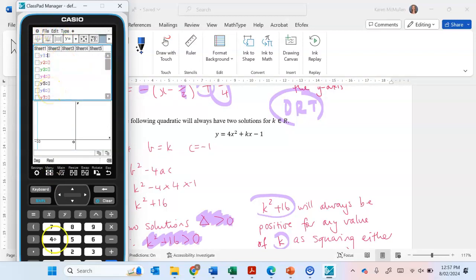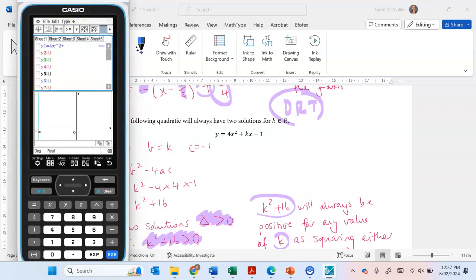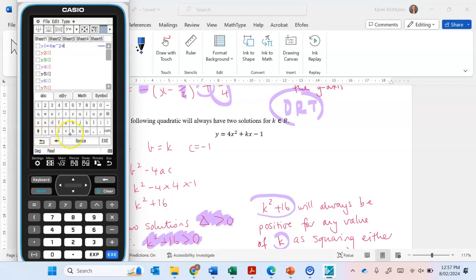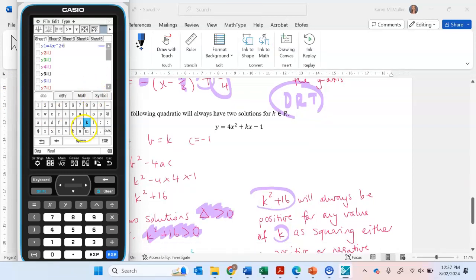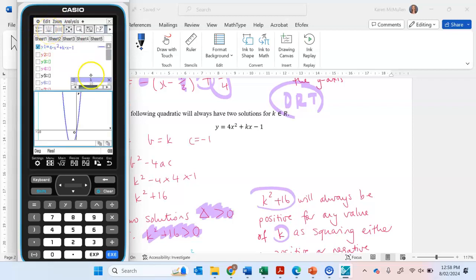All right, so if we just put in what is there, so 4x squared plus, and it's going to have to shift you up a little bit, so get the keyboard out. K, times x minus 1. All right, so just double check that you've put it in correctly. We're going to tick it, and this second one is going to add the slider, so you can see the slider here. Now, if I go to autoplay, we can see that it's never crossing that axis.